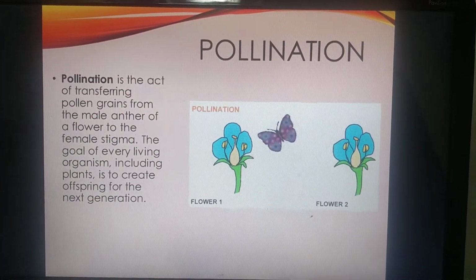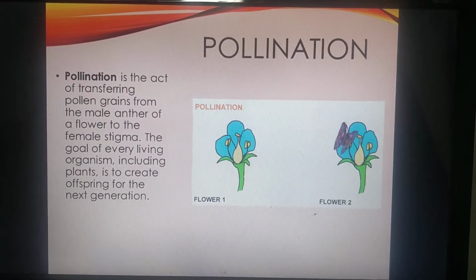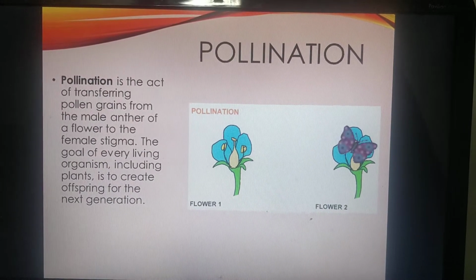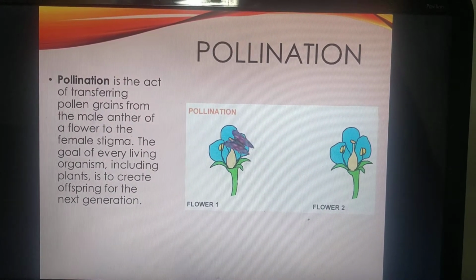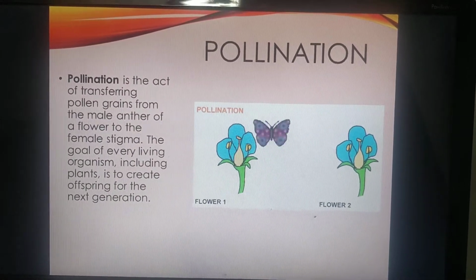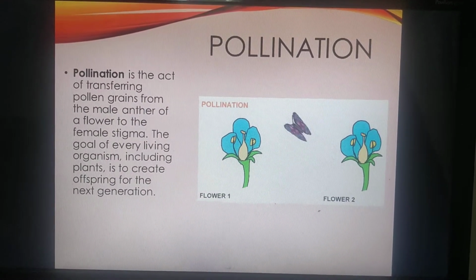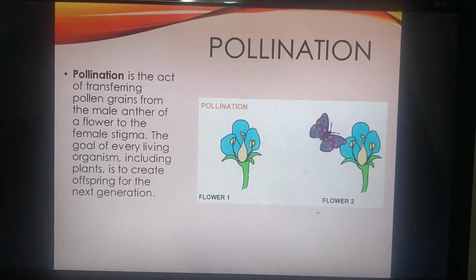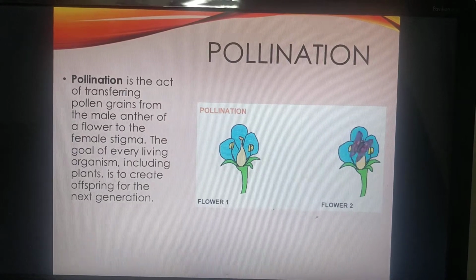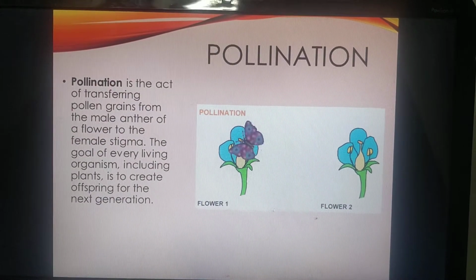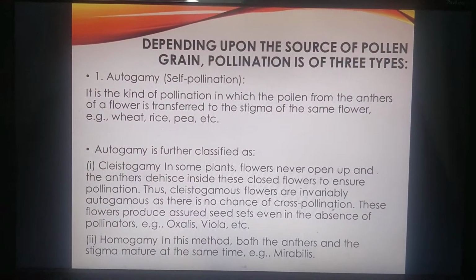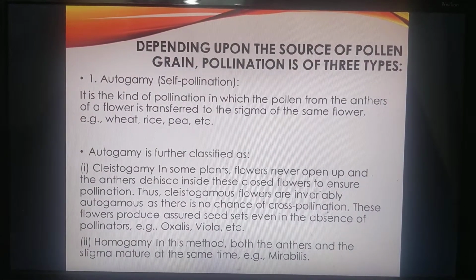Pollination is transfer of pollen grains from anther of a flower to stigma. That is pollination. So pollination is necessary just to create the offsprings. Flowering plants have evolved different strategies, different adaptations for the pollination. So there are different types of pollination depending upon the source of pollen grains.